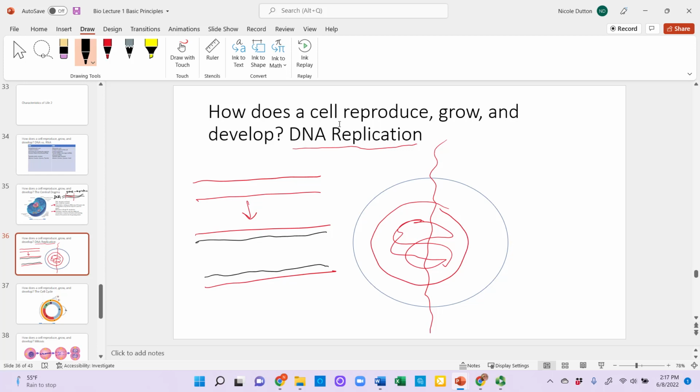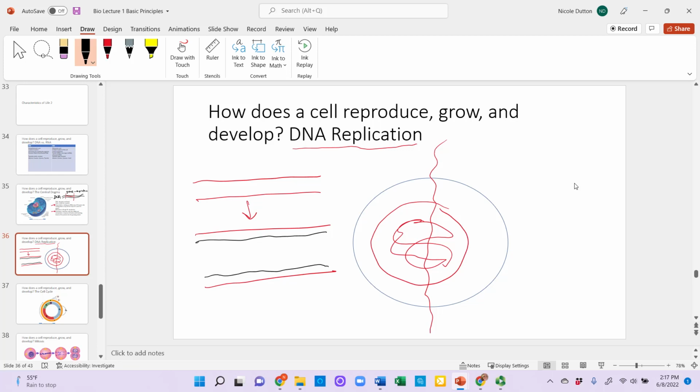Why does a cell have to make copies of itself? Well, if you think about it, let's say you scrape your knee. All of those dead skin cells have to be replaced. So you're going to have to copy the living skin cells to fill in the gap with living skin cells again so that you don't have that damage.